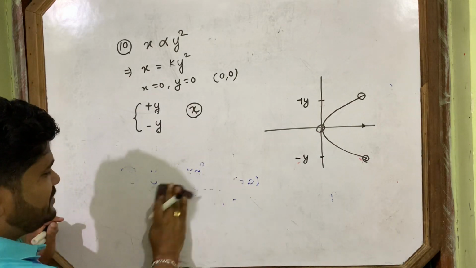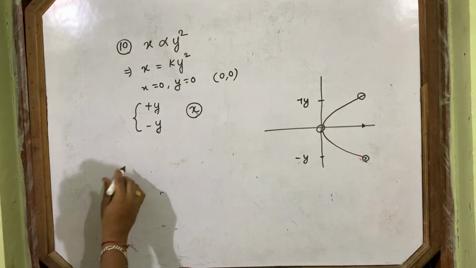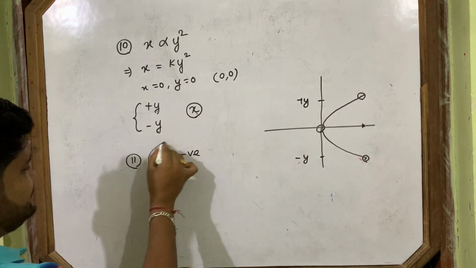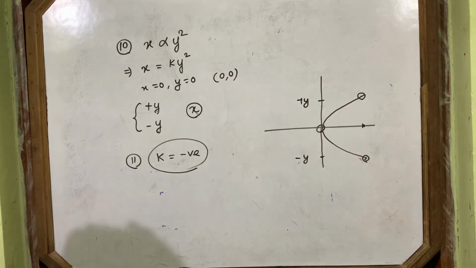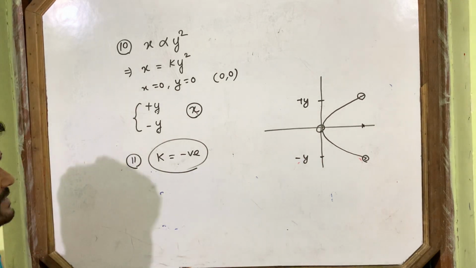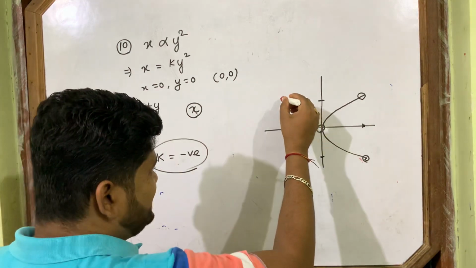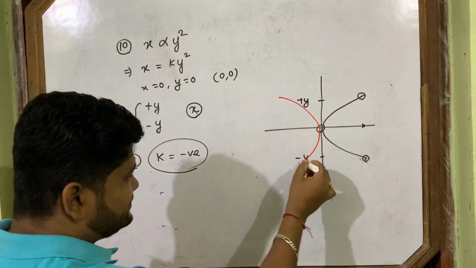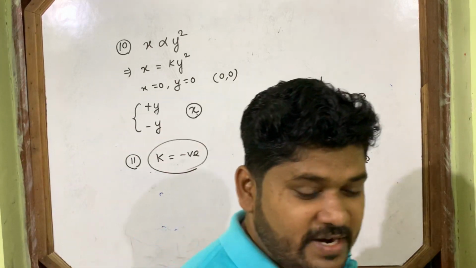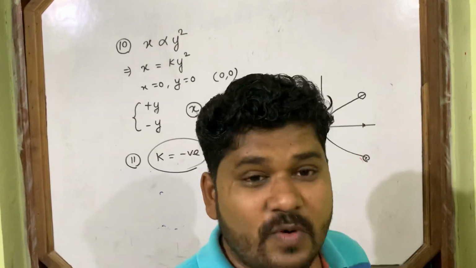And in type number 11, if k is negative, I am drawing the graph directly because you understood the fact here. If k is negative, then graph will be like this. So this is the quadratic graph.